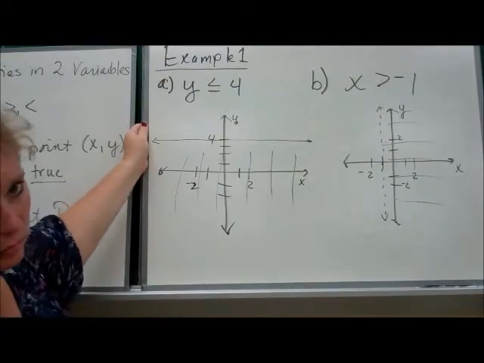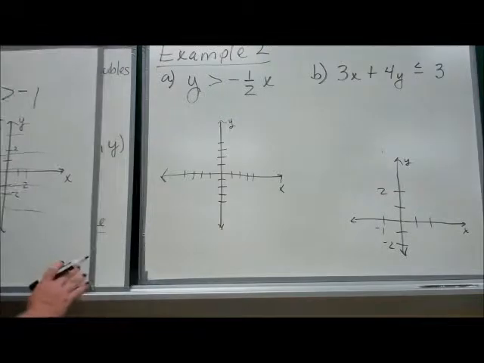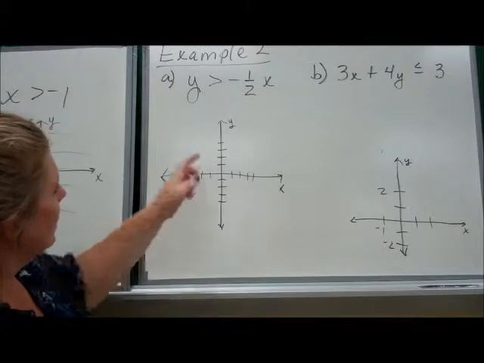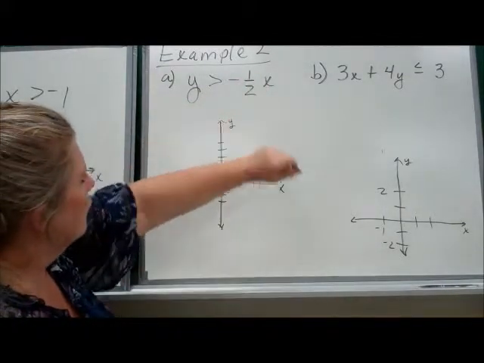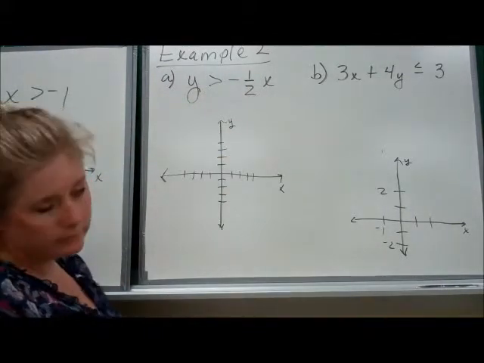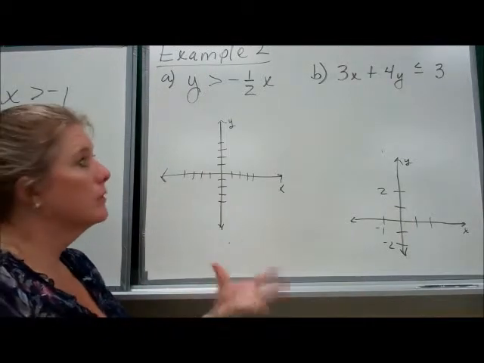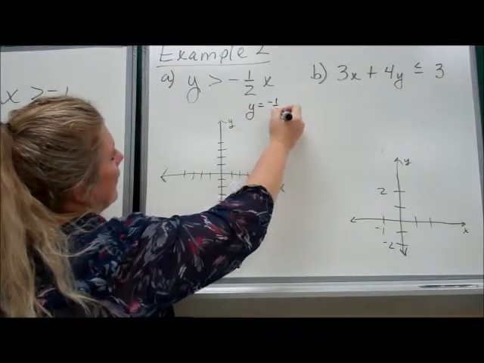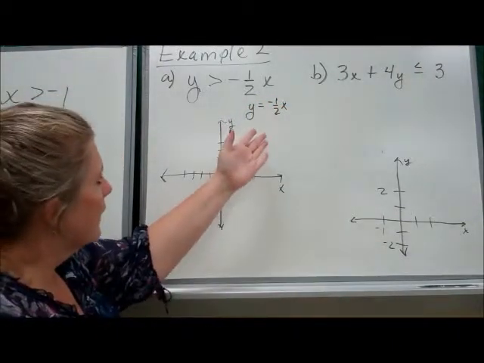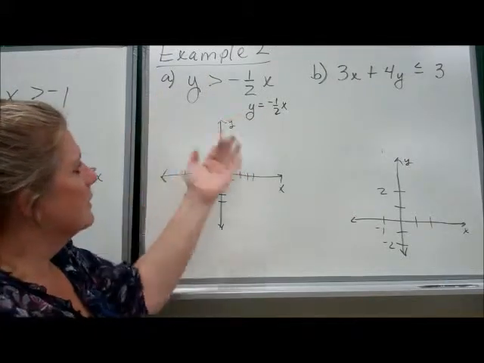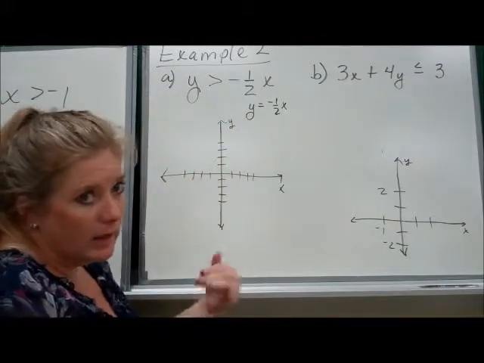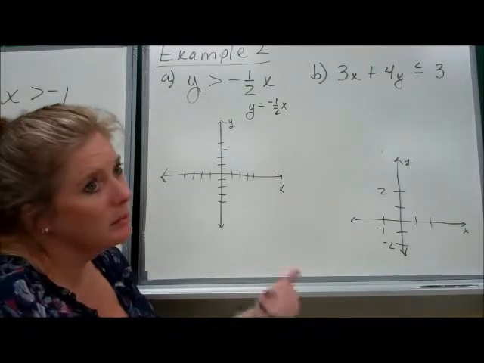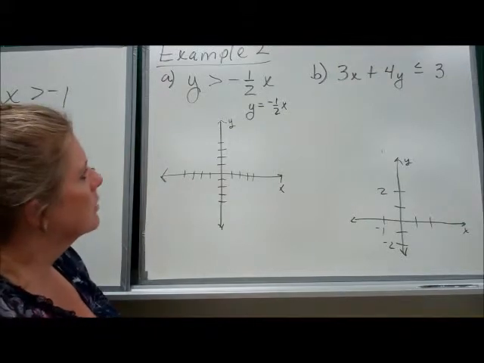Next, two variables. Okay. Example 2. Y is greater than negative 1/2 x. Okay. We have to first graph our boundary line. Okay, the boundary line is going to be y equals negative 1/2 x. Now when we graph that, it is in slope-intercept form. It's in the y equals mx plus b form, so therefore that's nice because then we plot the y-intercept and use the slope.